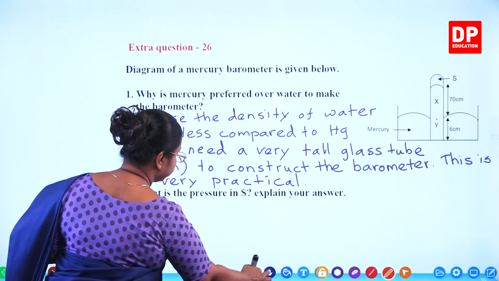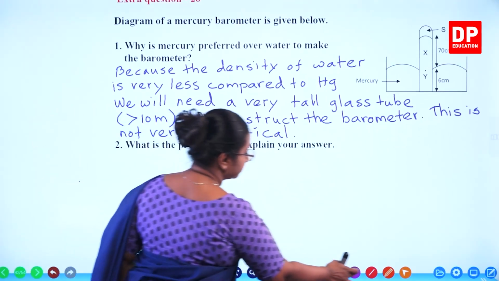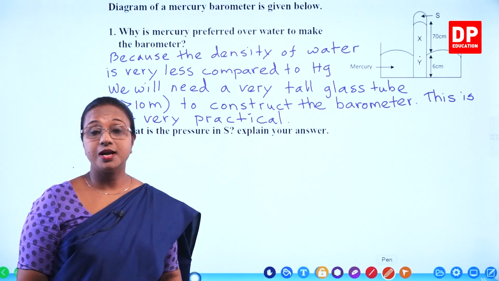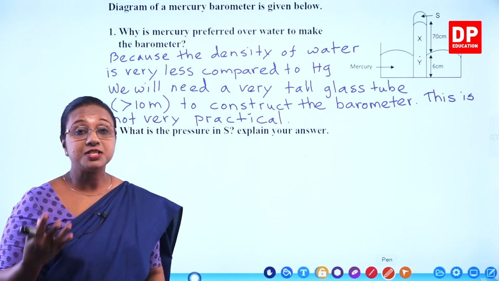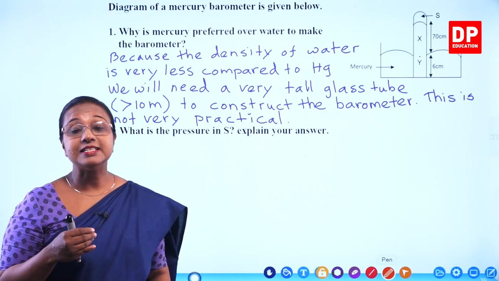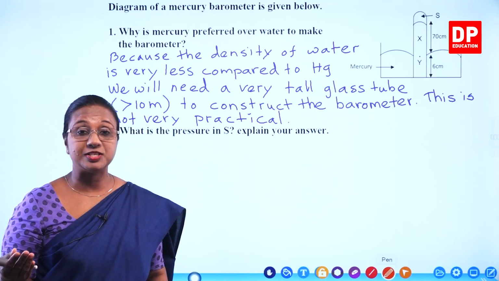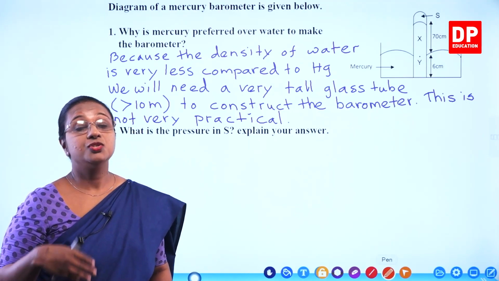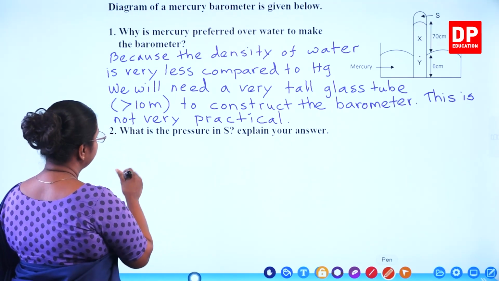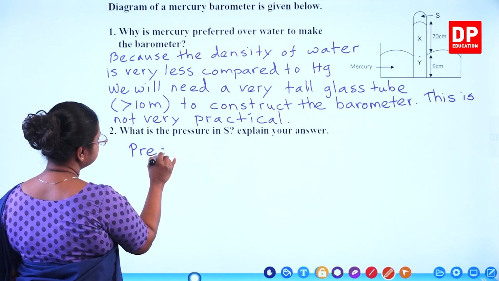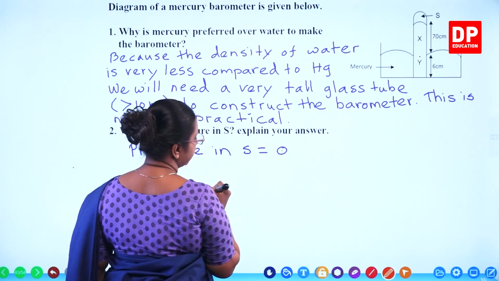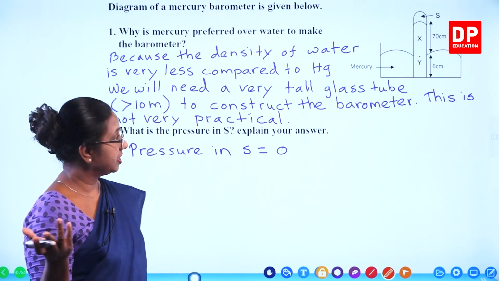Then the next question. What is the pressure in S? Explain your answer. What is the pressure in S? The pressure is 0. Why? S is vacuum. There is nothing that can exert a pressure. Only matter exerts pressure. Solids, liquids and gases. So, here there is no matter, there is only vacuum. So there is no pressure. So pressure is 0. Pressure in S equals 0, or you can just write it as 0.